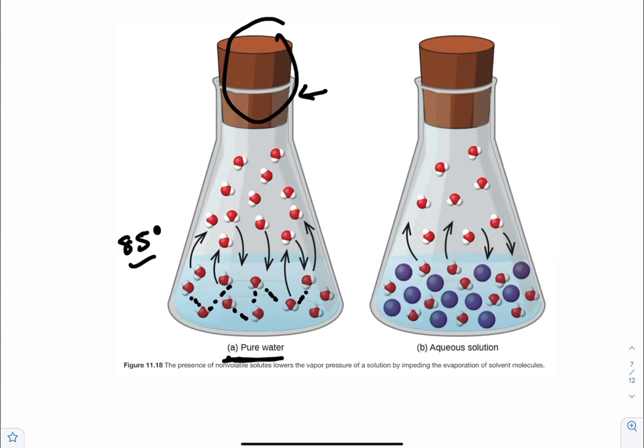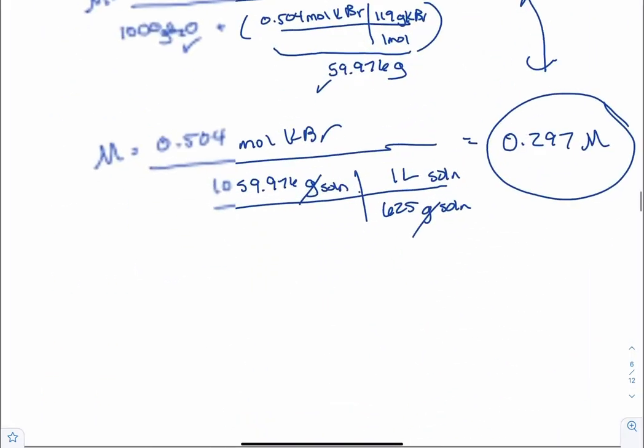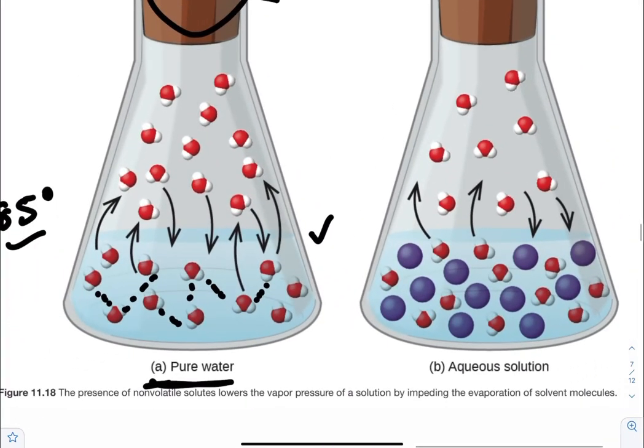So that's why at 85, pure water will be condensing and boiling. You definitely see the vapor, but you won't see it as well if it has the solute in there at 85 Celsius.